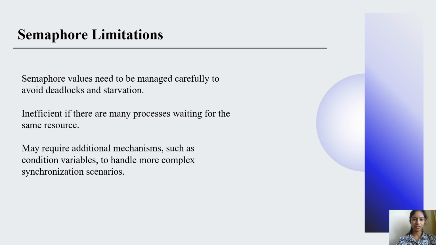Semaphore limitations. Semaphore values need to be managed carefully to avoid deadlocks and starvation. Inefficient if there are many processes waiting for the same resource. May require additional mechanisms such as condition variables to handle more complex synchronization scenarios.